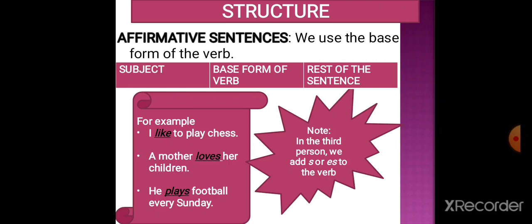Here with plural nouns or first person and second person, we use the base form, and with singular nouns we add s or es to the verb. See the last example, he plays football. Here he is the singular subject, so we used plays. A mother is again a singular subject, so we used loves. And I, which is first person, we used the base form, that is like.